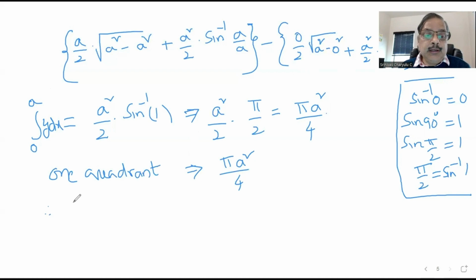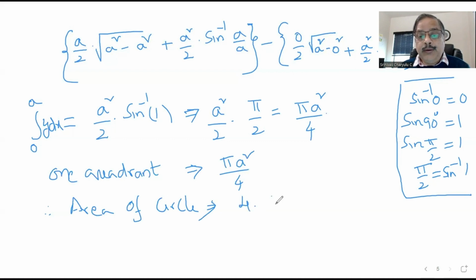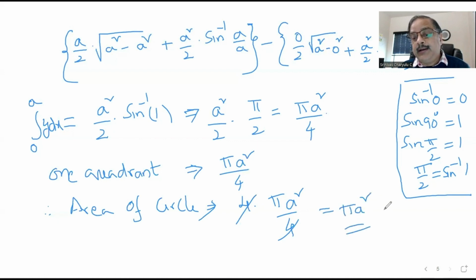So therefore, area of a circle is equal to 4 quadrants are there, 4 into pi a square by 4. Cancel off. You will get only pi a square units. So this is the area of circle.